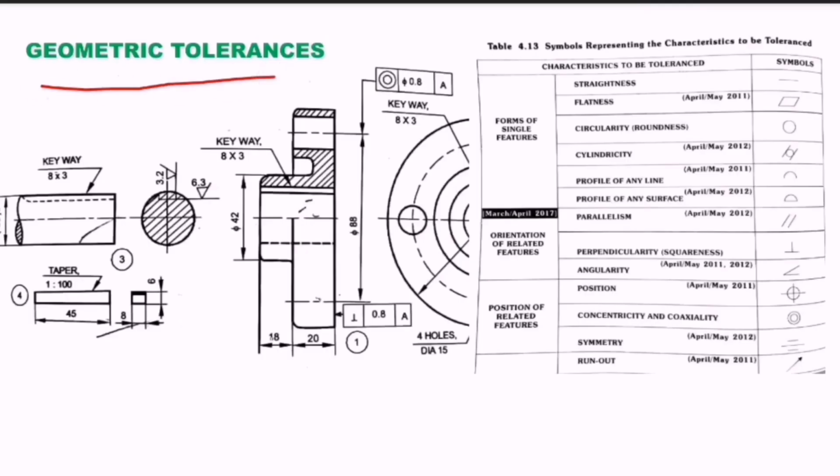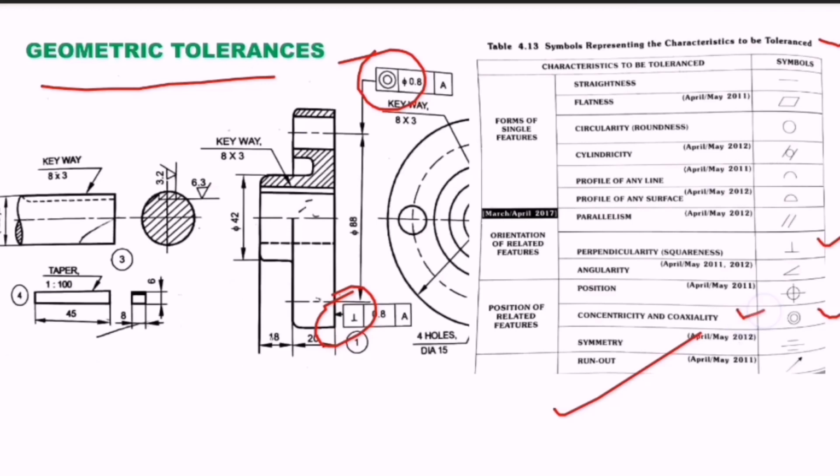Next, geometric tolerances. It means tolerance symbols. This table shows many symbols, but in the figure of the flange coupling answer, this is one symbol, that is concentricity or coaxiality. This is another symbol, it shows the perpendicularity or squareness. So this kind of symbols we should indicate in the answer figure.